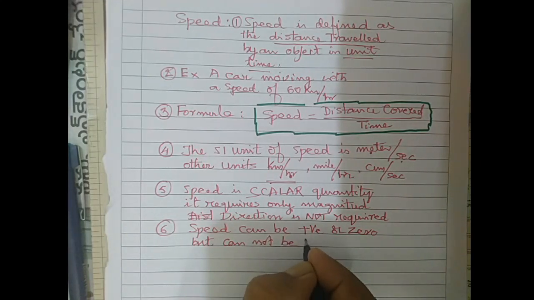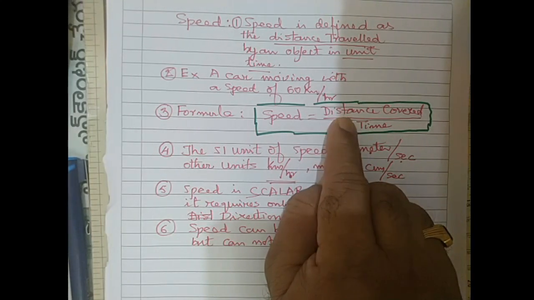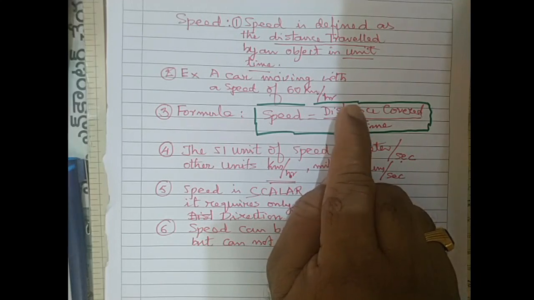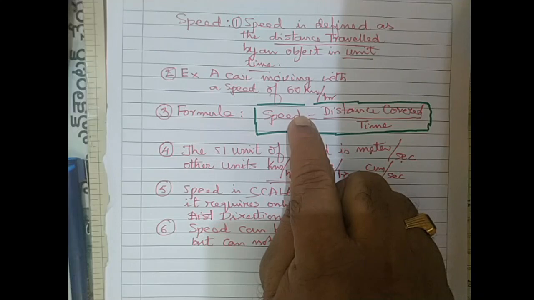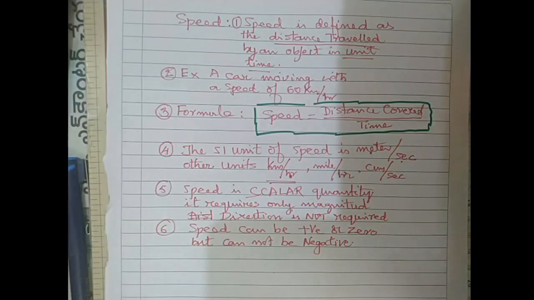Speed cannot be negative. It is not at all possible to have negative speed, because you know very well, in earlier classes you have learnt that distance can be positive or zero, it cannot be negative. As distance is positive or zero, speed is also positive or zero. Distance cannot be negative, therefore speed also cannot be negative. That is the thing. Once again, briefly I will explain all these things whatever I have covered here.